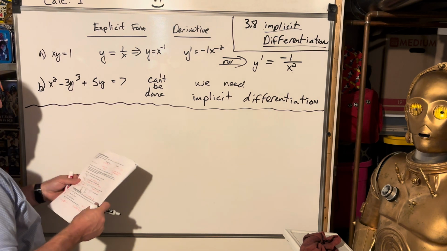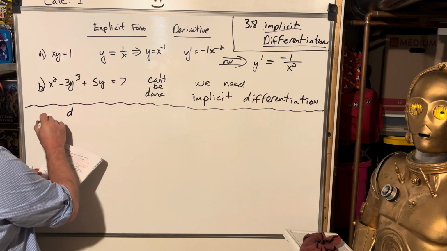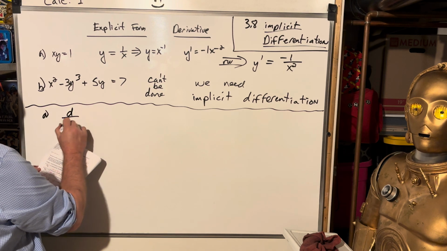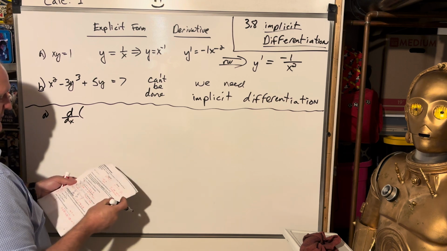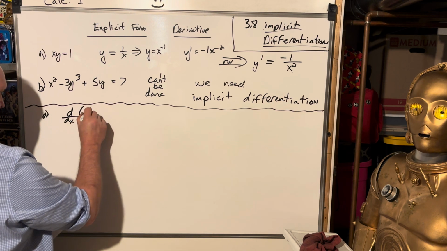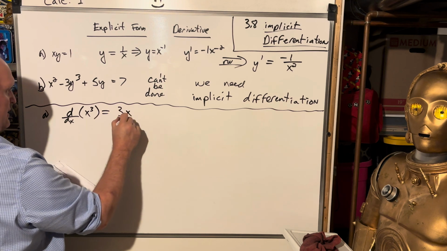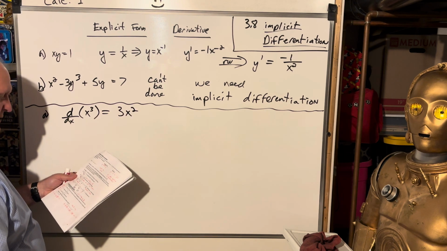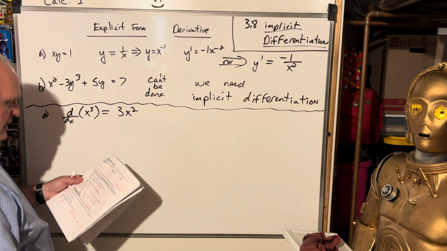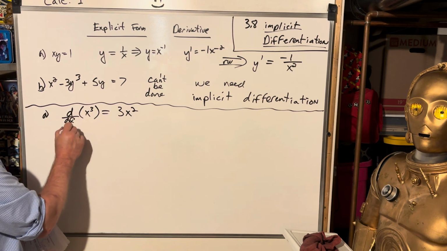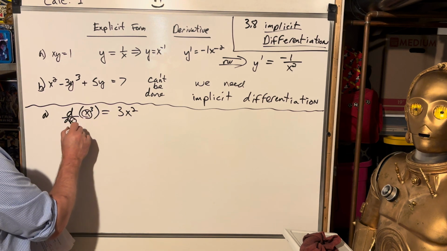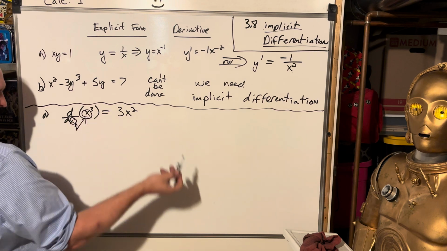So for example, we have d dx of x to the third. That was just 3x squared, and we were just done. We just did the derivative with the power rule, and the variables agree. This has an x, that was an x, and so we just did the derivative.